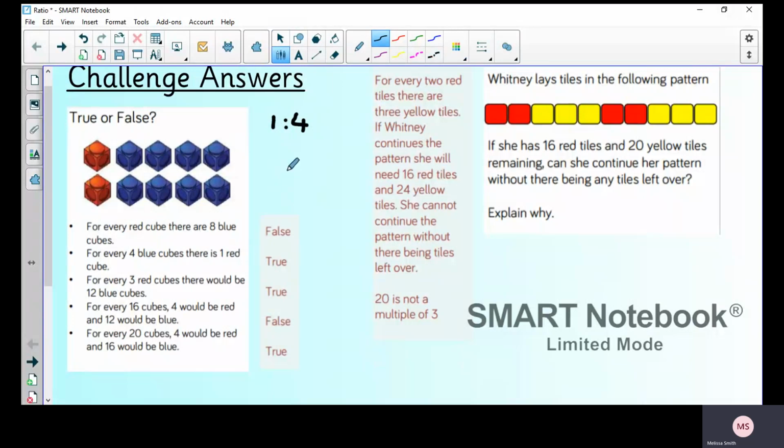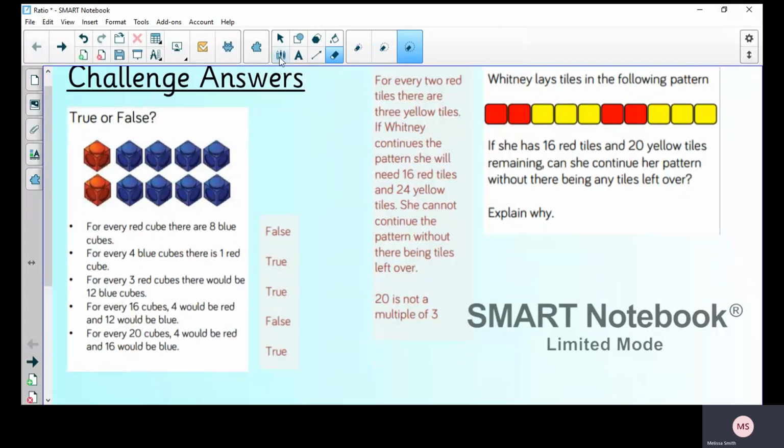This is true. What's happened here is that the ratio has been reversed, and that's fine as long as you say clearly there's 4 blue cubes to 1 red cube. You could not look at this ratio and say that for every 1 red cube there is 4 blue cubes. You would have to say it in that way: 1 red cube, 4 blue cubes, 4 blue cubes, 1 red cube. You have to read the ratio as it is presented.